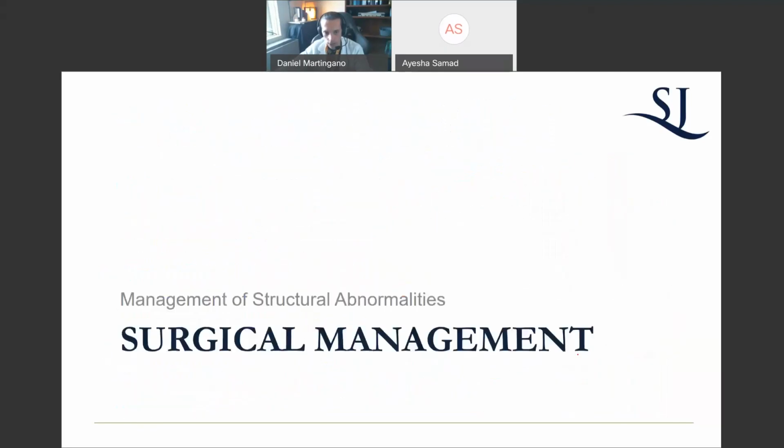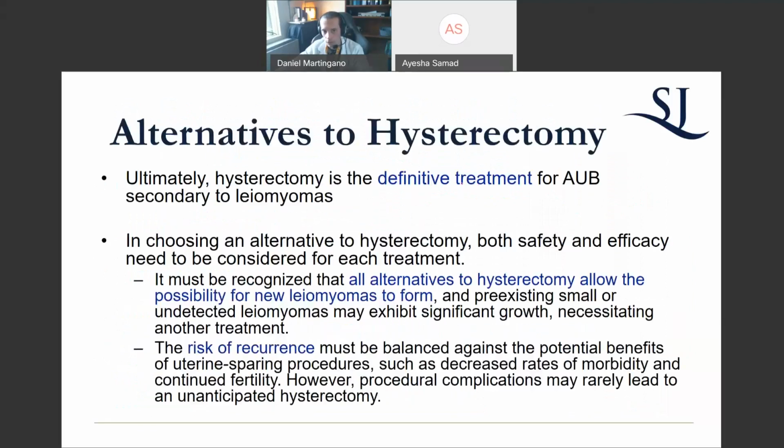Now we can talk about surgical management, which is the definitive treatment for structural abnormalities, okay? So I'm going to just start with alternatives to hysterectomy because hysterectomy is ultimately your definitive treatment for abnormal bleeding secondary to leiomyomas. ACOG and the greater medical community behooves you to provide patients with an alternative to hysterectomy before you choose that route.